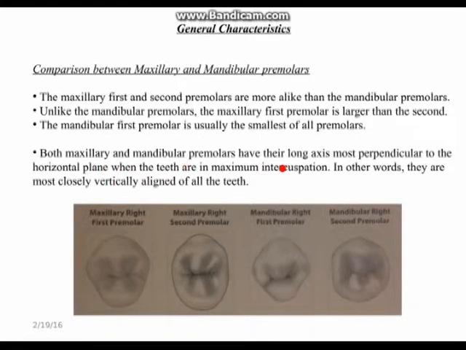Both maxillary and mandibular premolars have a long axis most perpendicular to the horizontal plane when the teeth are in maximum intercuspation. In other words, they are the most closely vertical of all the teeth. That's also good to know.